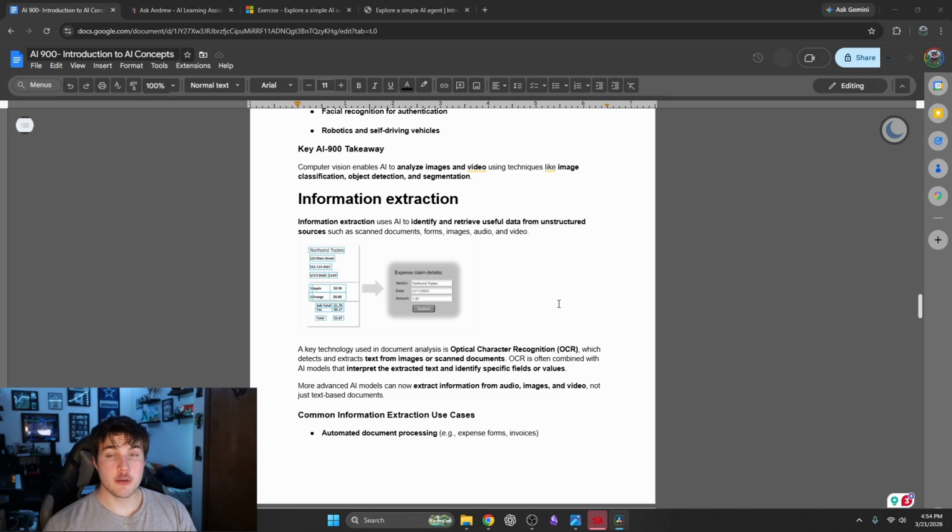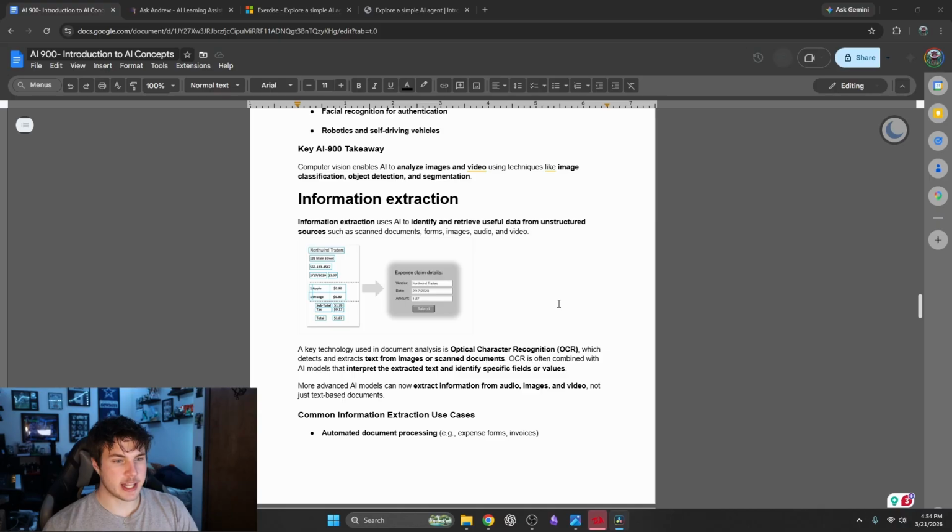Information extraction. Information extraction uses AI to identify and retrieve useful data from unstructured sources such as scanned documents, forms, images, audio, and video. A key technology used in document analysis is optical character recognition, which detects and extracts text from images or scanned documents.